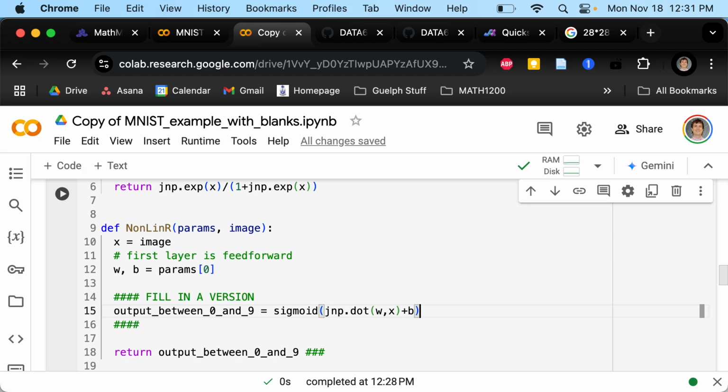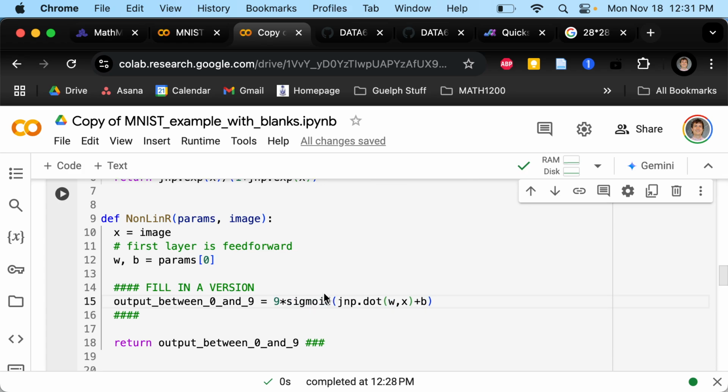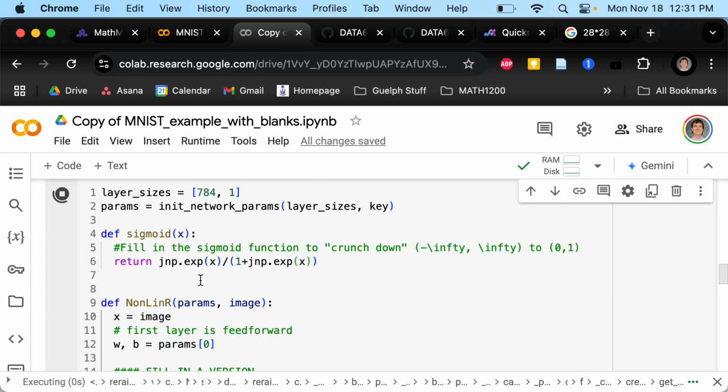I want a number between 0 and 9. So why don't I just multiply by 9? 9 times that. And now it's all legit. So this will be an output between 0 and 9. Sigmoid is between 0 and 1. 9 times it is between 0 and 9. And I think I got to put in a 0 somewhere. Where is the 0? Just like before, I want the 0th entry of this. Okay. So now this will work, hopefully.